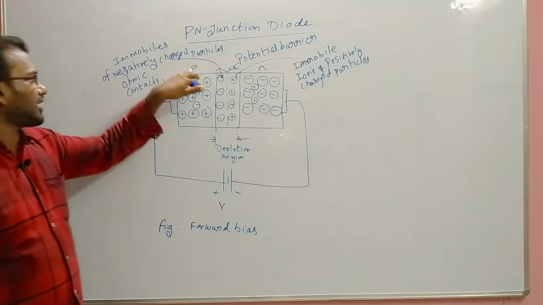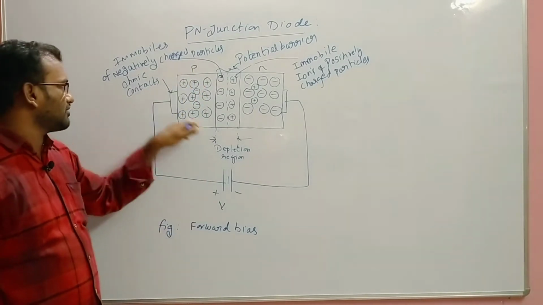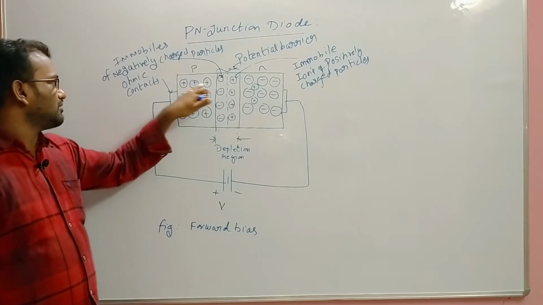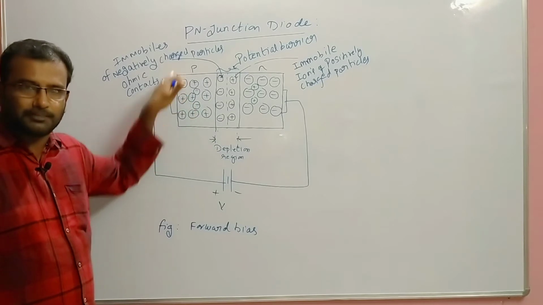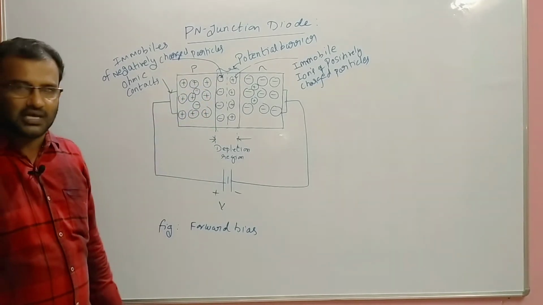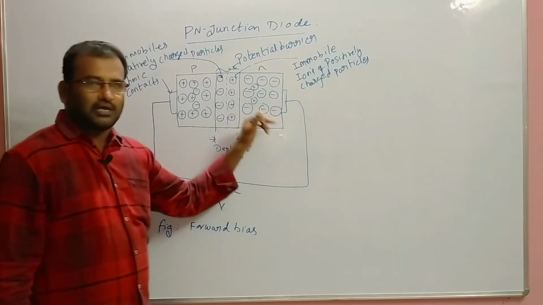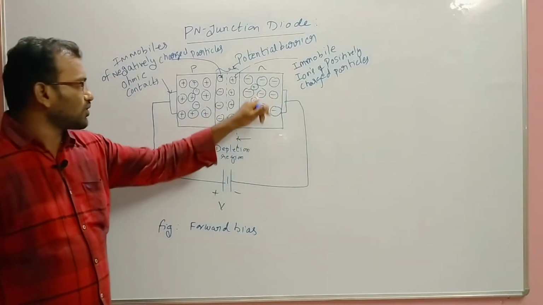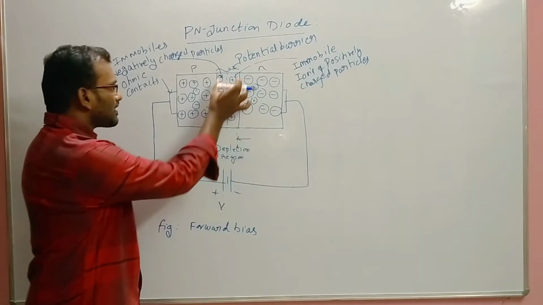Now in the P-type, which are the majority charge carriers? You can understand from what I have drawn here. The plus charges are the majority charge carriers of this P-type material, whereas the minus ones are the minority charge carriers. In the N-type semiconductor, electrons are the majority charge carriers and holes are the minority charge carriers.